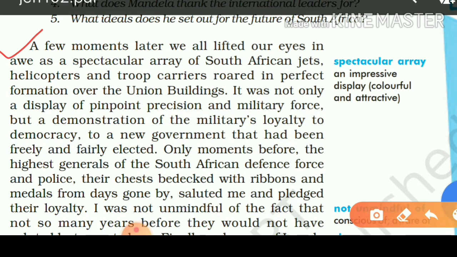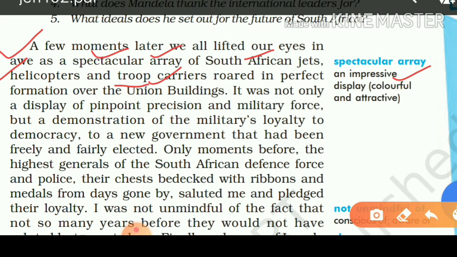A few moments later, we all lifted our eyes in awe as a spectacular array of South African jets, helicopters and troop carriers rode in perfect formation over the Union buildings. Now he says that they all got to see something spectacular. Spectacular means impressive. An array is actually a sequence of something where one follows the other. So he says there was an impressive display of South African jets, helicopters and troop carriers. The troop carriers can be aircraft which carried the troop, a group of soldiers.